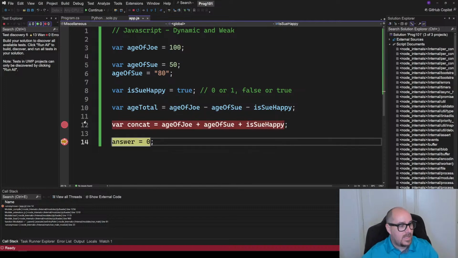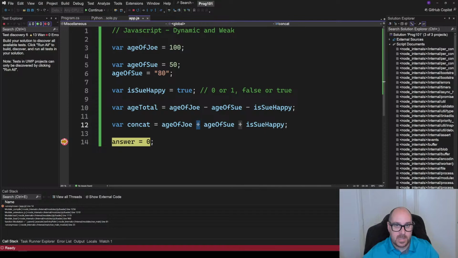Now, let's see what happens when we use the plus sign. What is age of Joe, 100, plus age of Sue, which is now 80 as a string, and is Sue happy, which is 100? What? That's not right. I was expecting 181, right? But what it does is it says age of Joe. Okay, that's a number. Age of Sue. Oh, we're talking about strings.